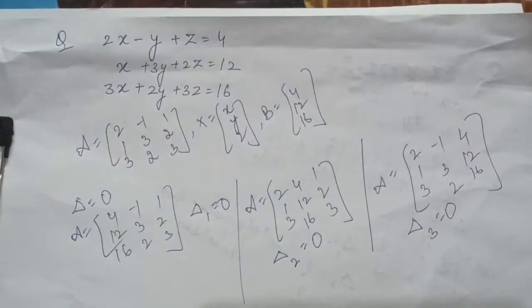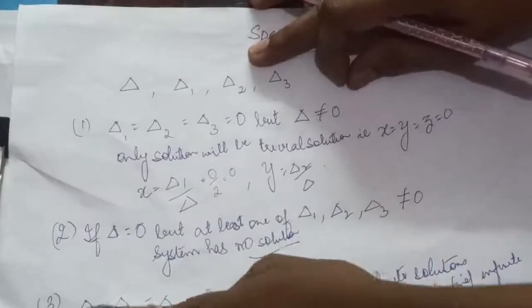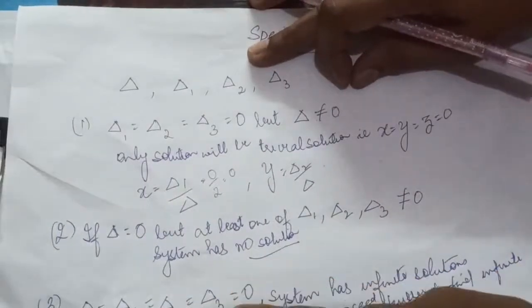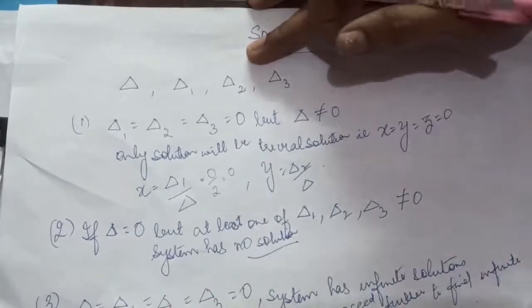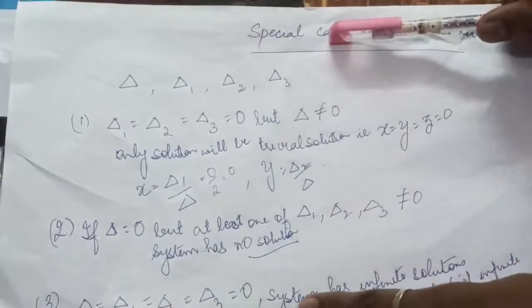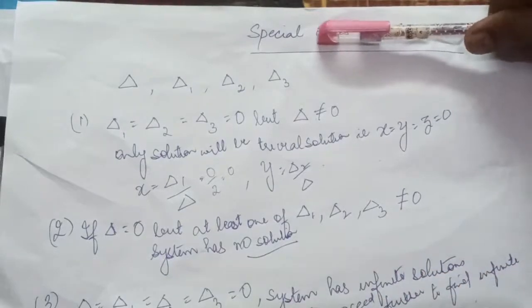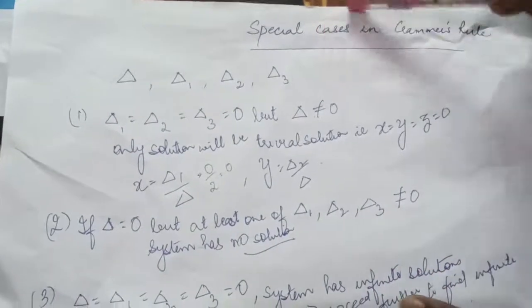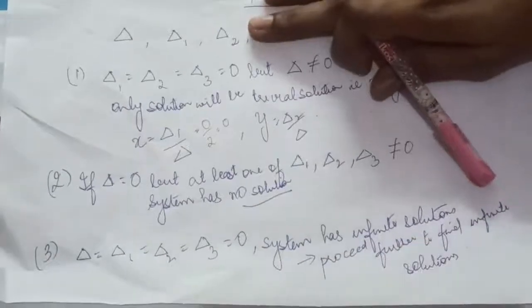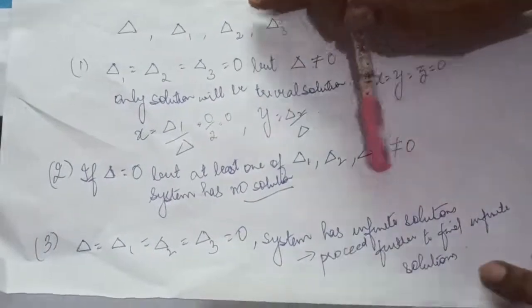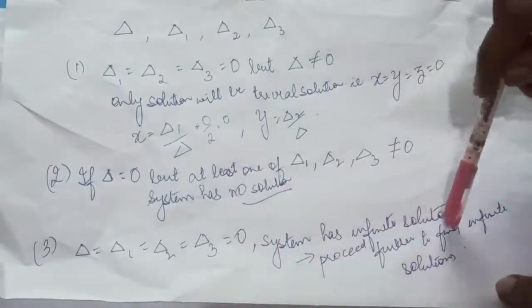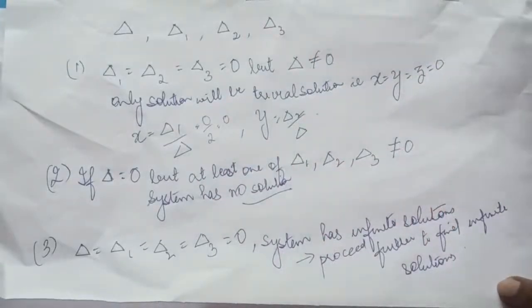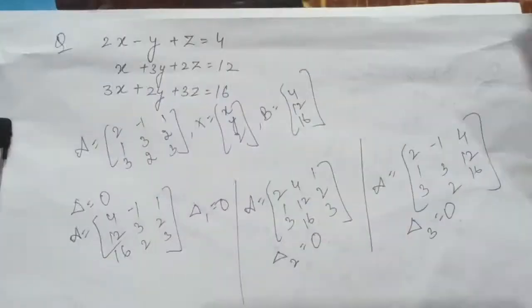So in my special case, I have discussed with you, if you remember, if all the deltas are 0. Here you have seen all the deltas have come out to be 0. Then what will I do? I will write the system has infinite solutions, and I will have to proceed further. This was the case, the system has infinite solutions. We will have to proceed further to find those infinite solutions. So let us proceed further.